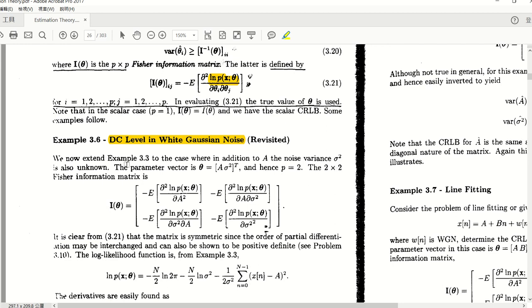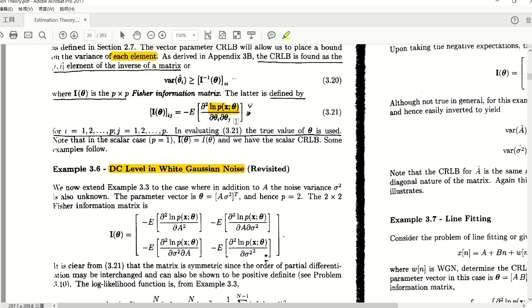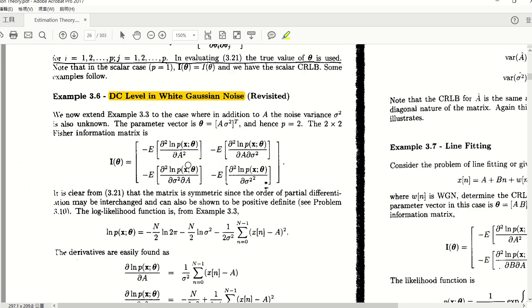The 2 by 2 Fisher information matrix. Recall this? I want you to just take a look at this one more time. Partial theta i, partial theta j. And this is 1,1. So the first parameter is A. So you take the partial squared of ln p, partial A squared, expect, minus. Here is easy. Partial squared ln p, then partial sigma squared twice, expect, minus.